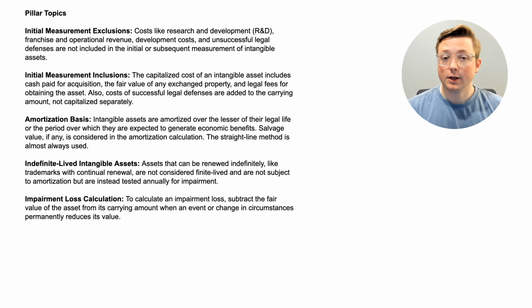And then finally, you may also need to be able to calculate an impairment loss. To calculate an impairment loss, you subtract the fair value of the asset from its carrying amount when an event or a change in circumstances permanently reduces its value. And that will give you the impairment that you need to know for that intangible asset. And with all that, we've gone over the pillar topics and we've gone over a lot in this video. And that's pretty much the end of the video.